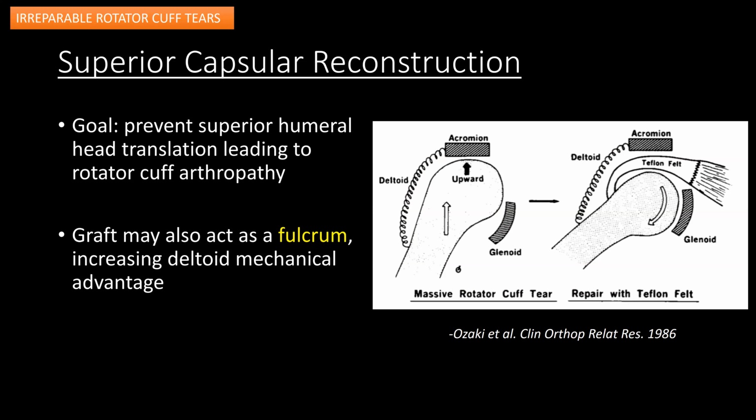The other mechanism by which superior capsular reconstruction can cause some pain relief and improve function is that it can act as a spacer underneath the acromion, which creates a fulcrum, increasing the deltoid mechanical advantage, similar to the early use of synthetic material for cuff repair, or similar to the notion of reverse shoulder arthroplasty, which creates more fulcrum and a more functional arm for the deltoid to function. So that's another reason that superior capsular reconstruction can improve function.